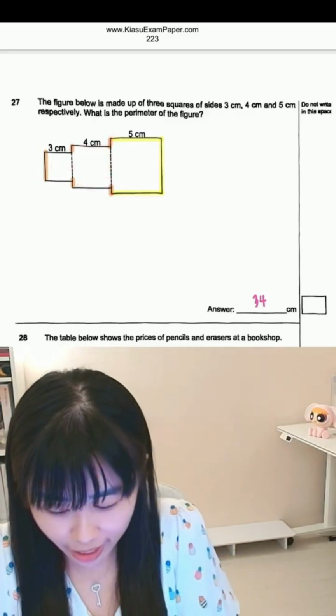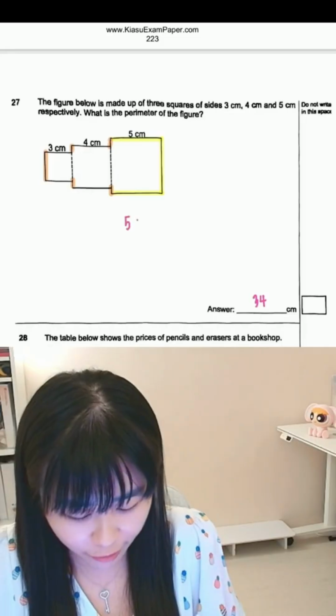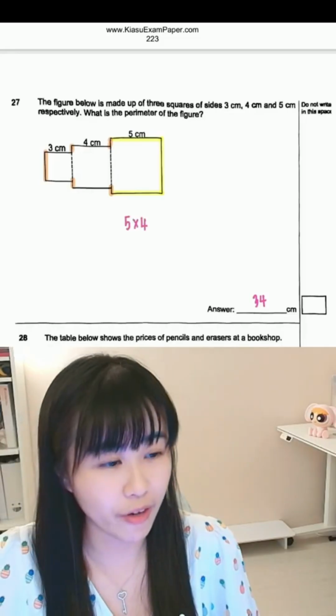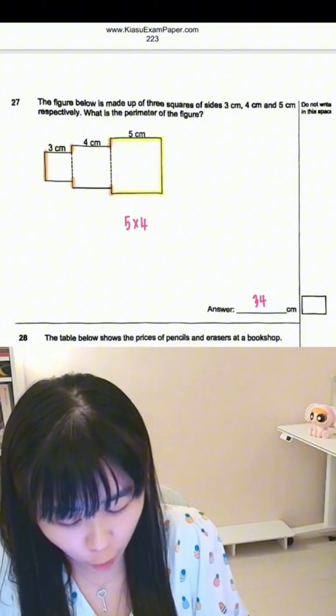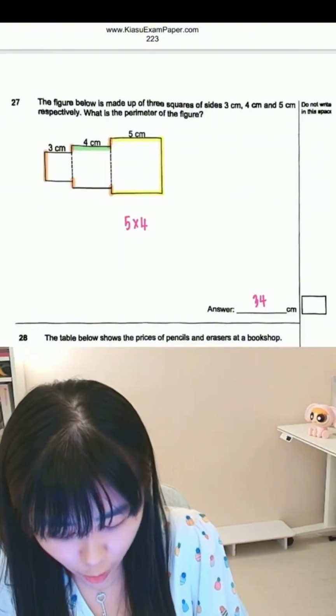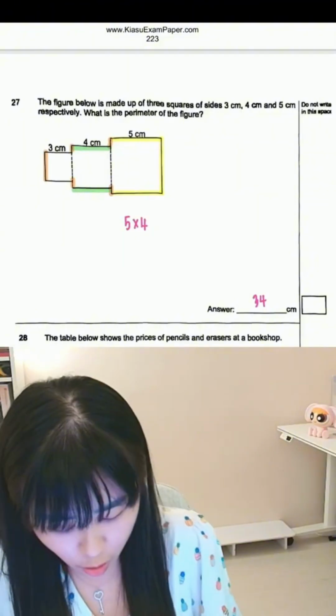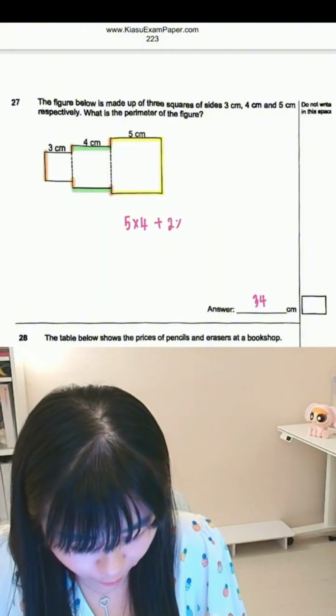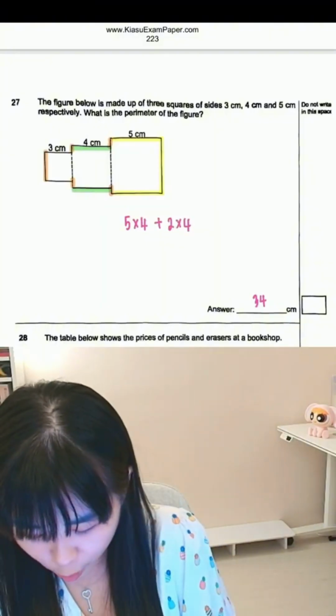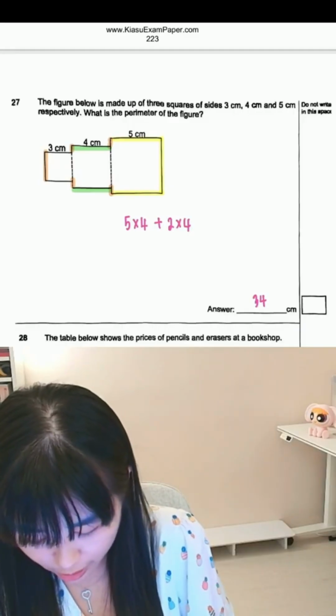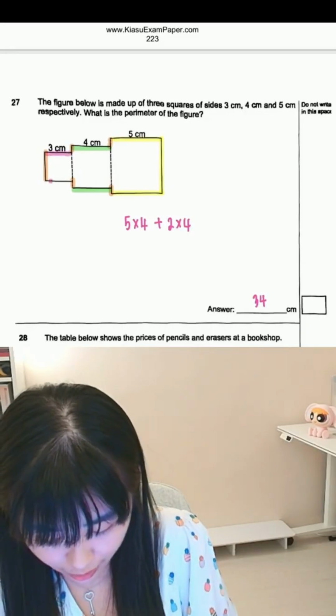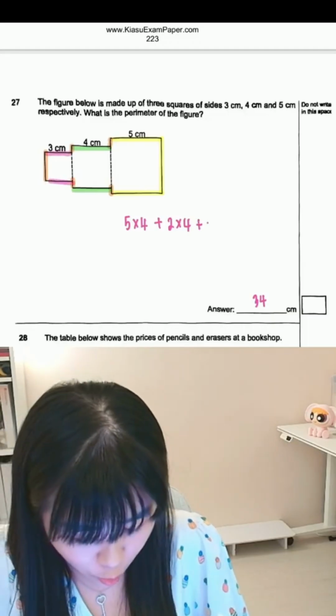So actually at this point in time I will already take 5 times 4. Okay, then the next one I'm going to look at 4 cm. 1, 2. Only got 2 of them, right? So plus 2 times 4. And then lastly, I'm going to look at the 3 cm, which is here and here. So plus 2 times 3.